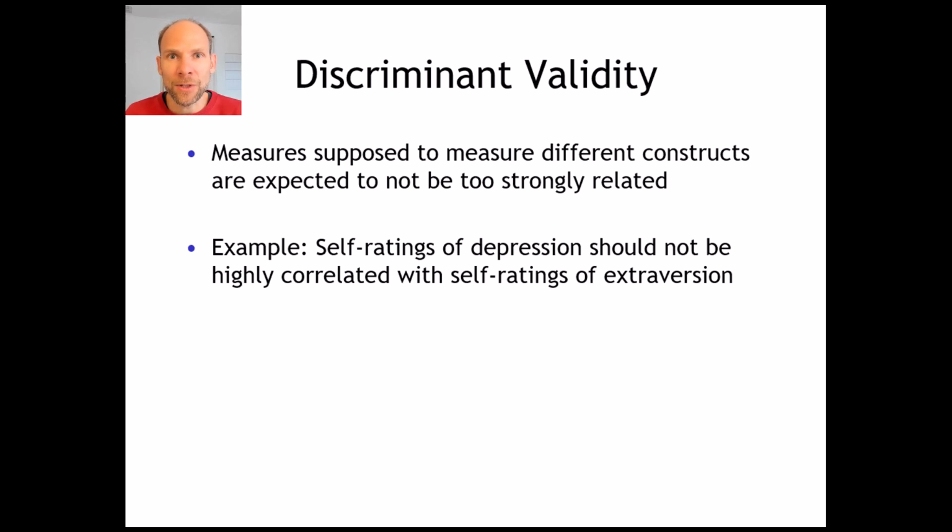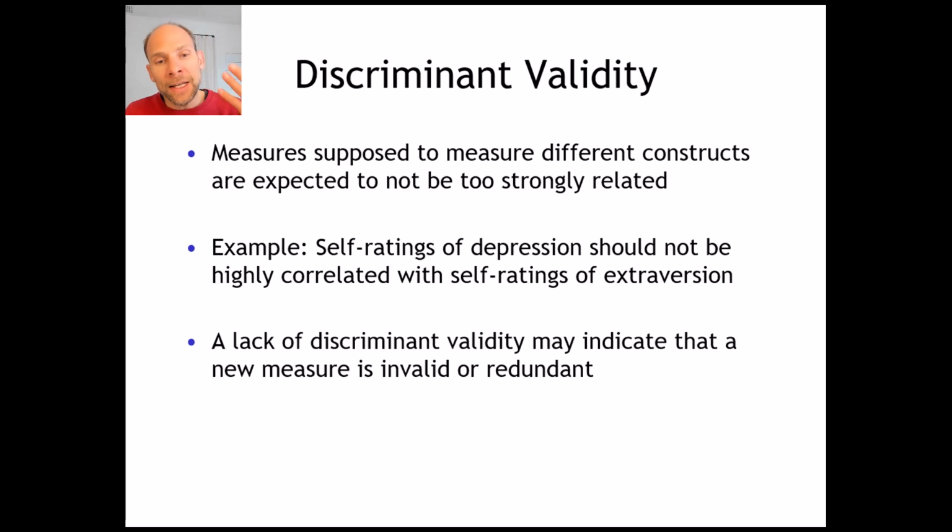So if there was a strong absolute value of the correlation between those two scales, because they should be distinct. There can be a correlation, but it shouldn't be too high. It definitely shouldn't be near 1 or near negative 1. And what this is about is that when you have a lack of discriminant validity, this may indicate that a new measure is invalid or redundant, in the same way as when it lacks convergent validity. That could also be an indication of invalidity of the measure.